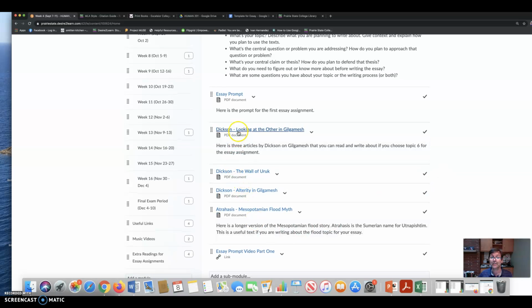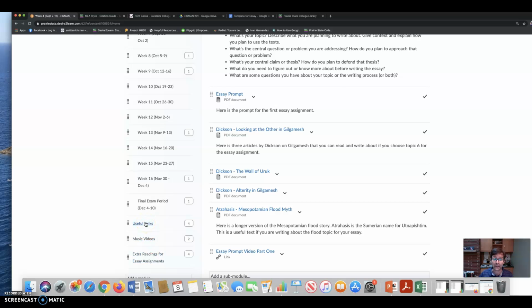Dixon's essays looking at Gilgamesh, the Wall of Uruk, Alterity. Okay, these are 3 essays that you could read for topic prompt number 6. And these are just PDF documents that you can open up and read. There's also the Mitchell introduction, which you can read online through the library website. Those extra readings are also contained here in this link.